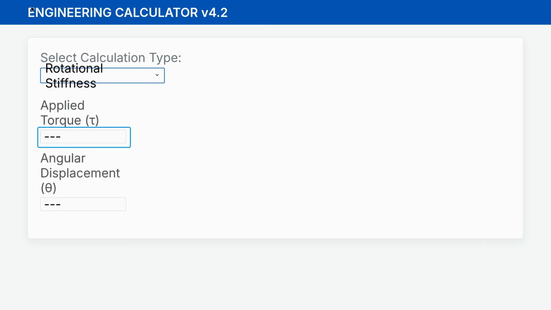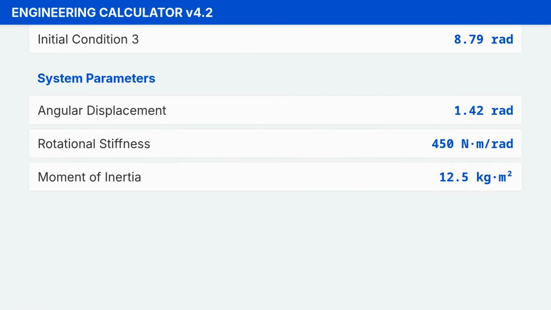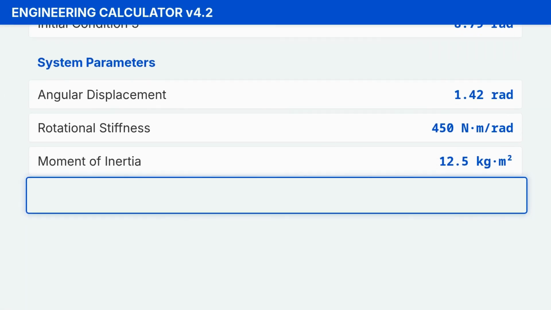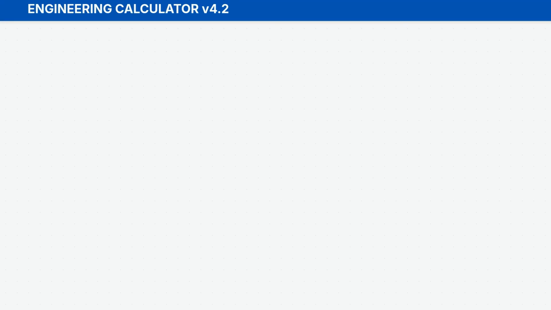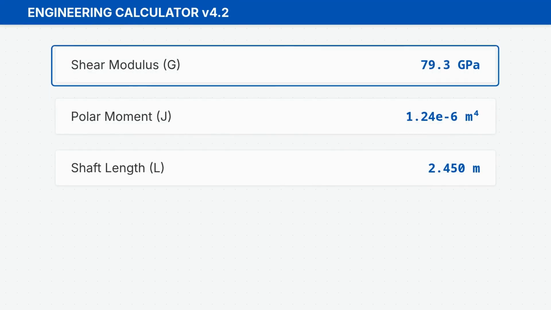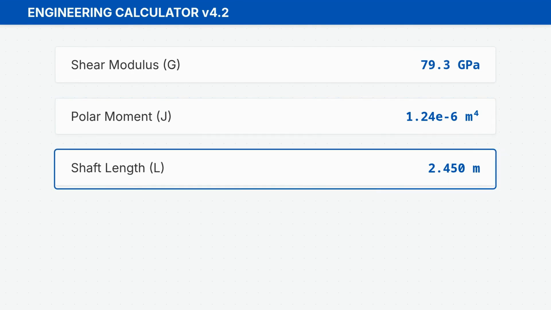Below that, you'll enter applied torque in Newton meters, angular displacement in radians, rotational stiffness in Newton meters per radian, moment of inertia in kilogram meters squared, shear modulus in gigapascals, polar moment in meters to the 4th power times 10 to the minus 8, and shaft length in meters.